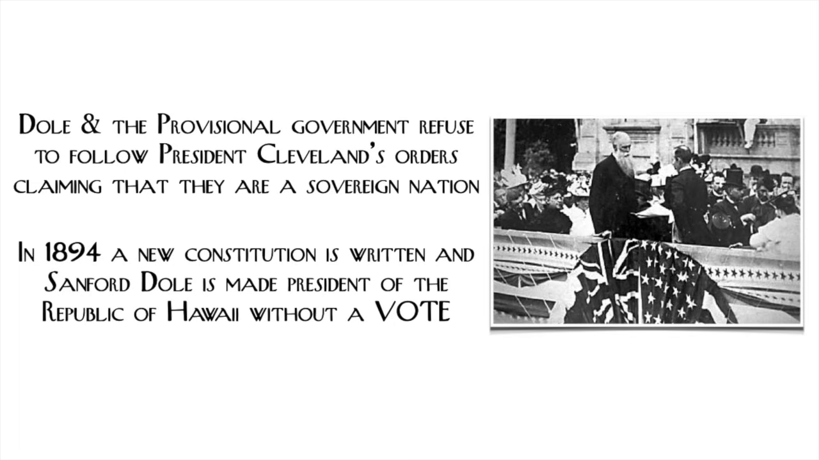This is obviously not what Dole and the other business leaders in Hawaii want to hear, and the provisional government in Hawaii, led by Dole, refuses to follow the president's orders, claiming that Hawaii is now a sovereign nation. The Hawaiian Republic, under their leadership, does not have to abide by any orders of President Cleveland. And they're right. In 1894, a new constitution is written, and Sanford Dole is made president of the Republic of Hawaii without even a vote.